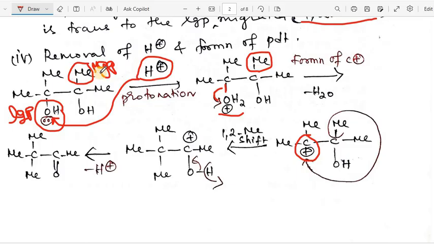This is the leaving group. The group which is trans to the leaving group is the migrating group. Therefore, this methyl will get migrated along with its bonding electrons to this carbon. Therefore, this carbon will have a positive charge now.